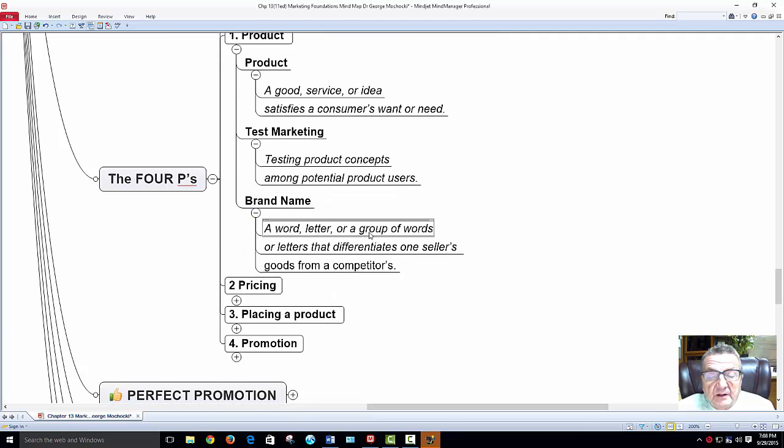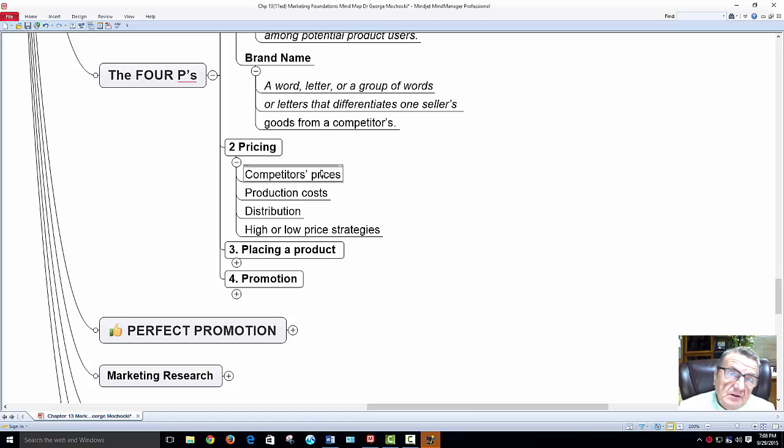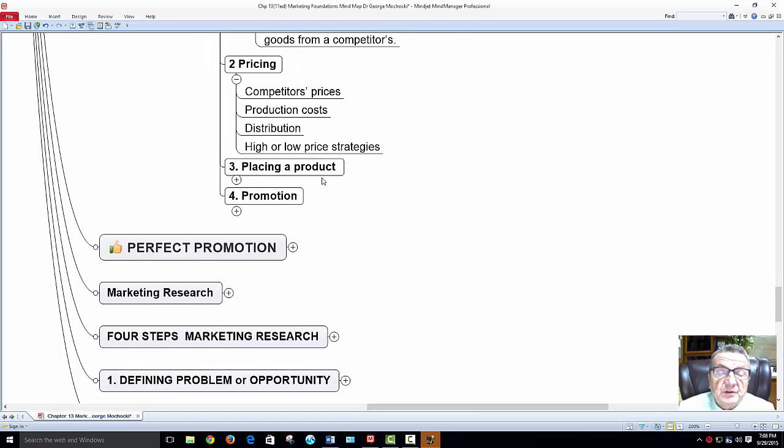So now brand name. What's a brand? A word, letter, or group of words that differentiates one seller or goods from another. And it could be flexible or high quality. Okay, now pricing. What are you going to price the good? You have to look at the competitors' pricing. You have to look at the production, your cost. You have to look at the distribution. How do you get it from one part to the other? We're going to have a couple of chapters looking at logistics.